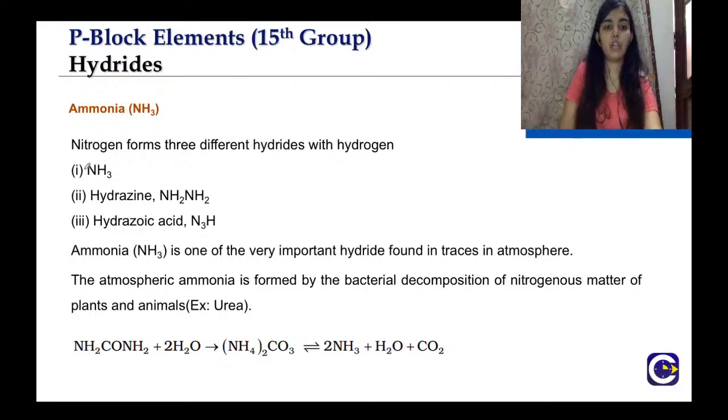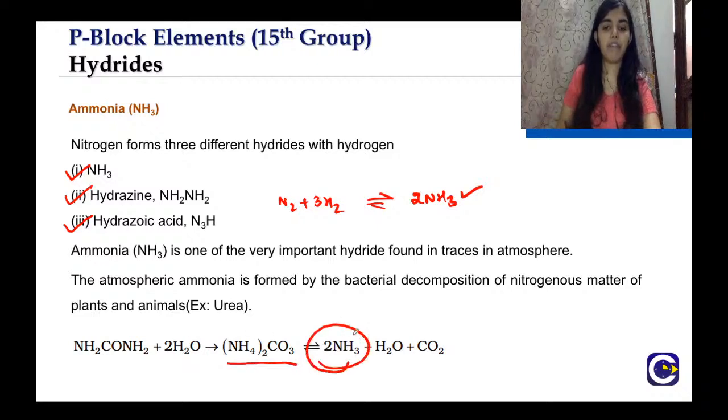Nitrogen is known to form 3 different hydrides, that is ammonia, hydrazine and hydrazoic acid, right? Ammonia is a very important hydride. One process we have seen is how it can be formed by the Haber's process. N2 plus 3H2 will give you 2NH3. By Haber's process it can be formed, or by treating urea with water, which forms ammonium carbonate first and then ammonia can be formed.